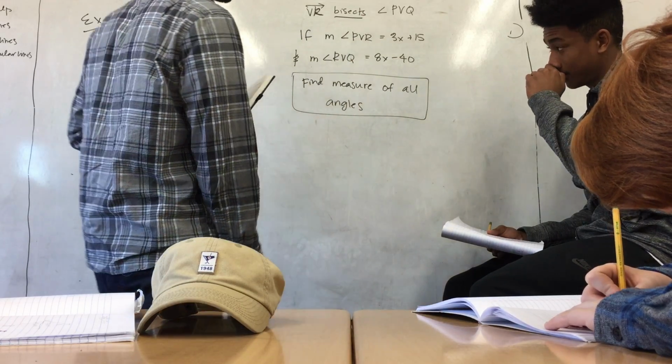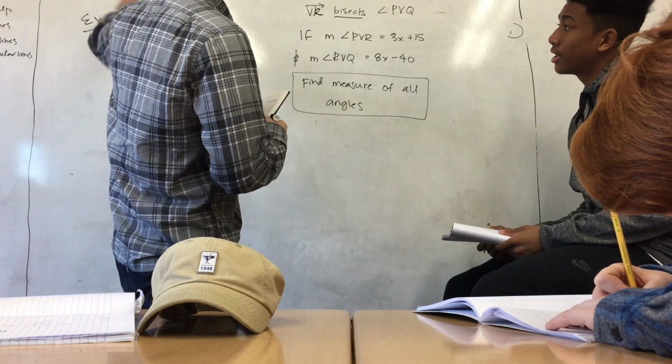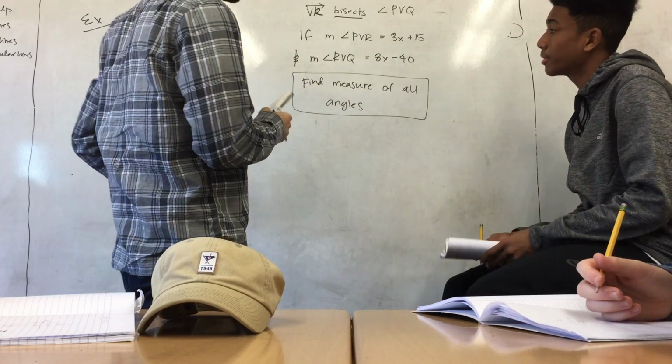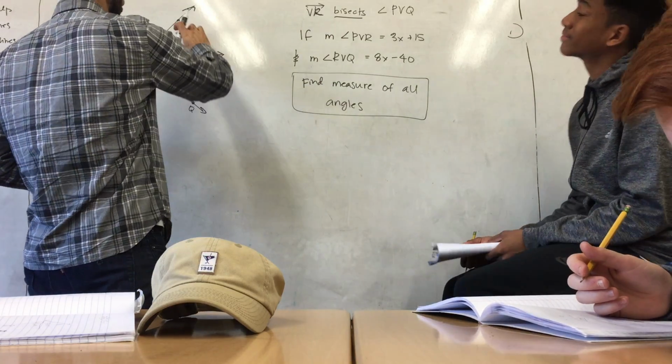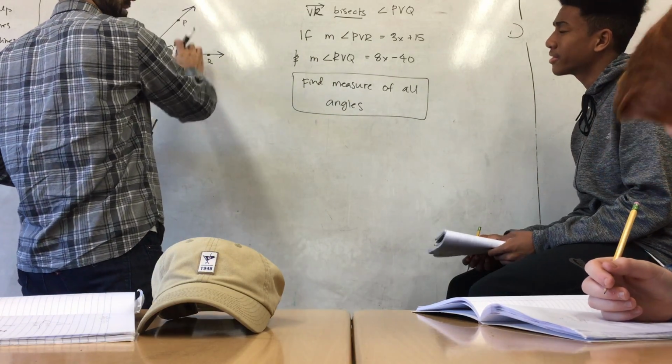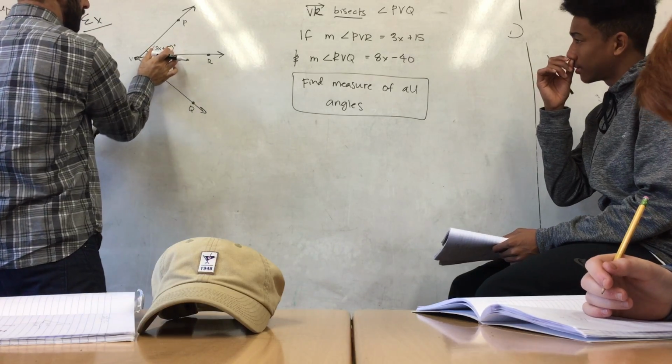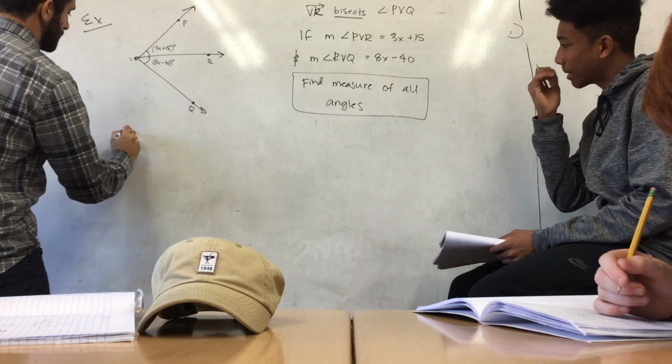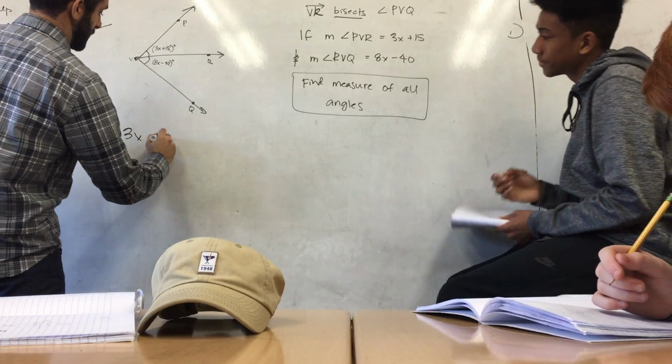We went over it. Oh, it's right here. Bisect. Together they make it. Okay, so this is split in half. What does that tell you about this and this? They're the same. If they're the same, set this equal to that. How do you set it equal? You put an equal sign between them.